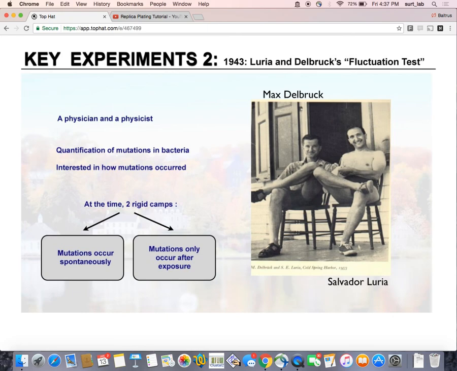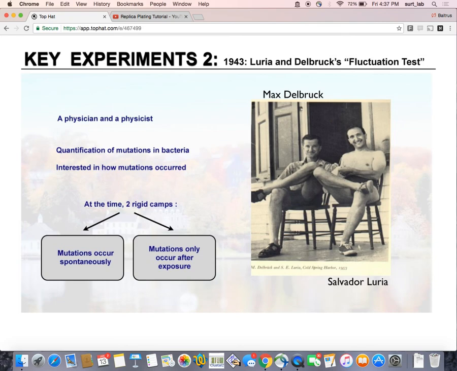So Delbruck was a physicist that had a very mathematical mind. Luria was a microbiologist, a doctor that wasn't very mathematical. But they got together and started talking at Cold Spring Harbor one summer and figured out that maybe there's a cool experiment we can do to answer a fundamental question. The question they wanted to address was this: they knew mutations happened. At this point, we had a handle that mutations occurred. They occurred seemingly randomly in the world.